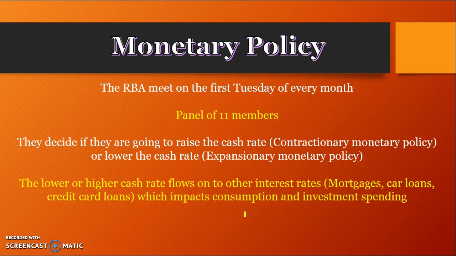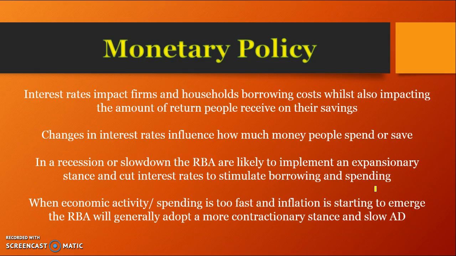And when they lower the cash rate, which is the interest rate they change, that then flows onto all these other interest rates throughout the economy. So when the RBA raises the cash rate, that will flow on to impact the rates for mortgages and car loans and credit card loans, which then has a flow-on effect to consumption and investment spending. So interest rates impact firms' and households' borrowing costs.